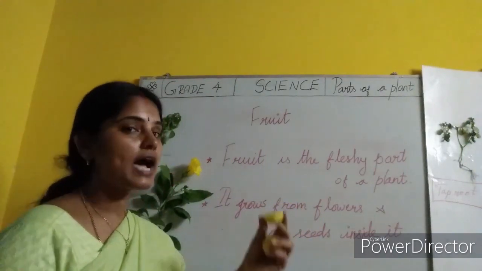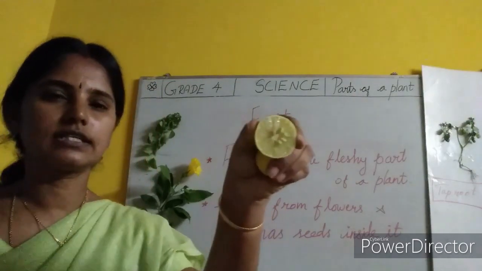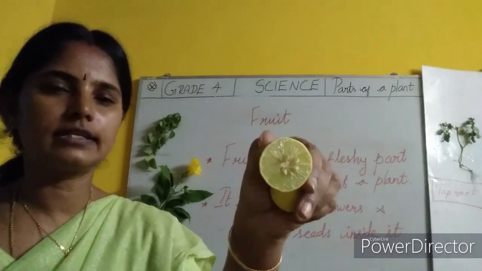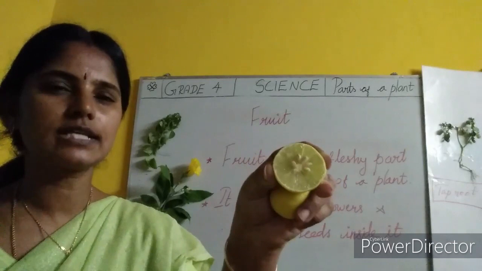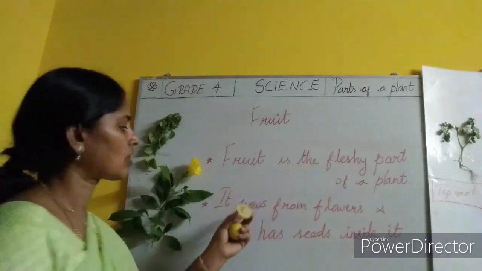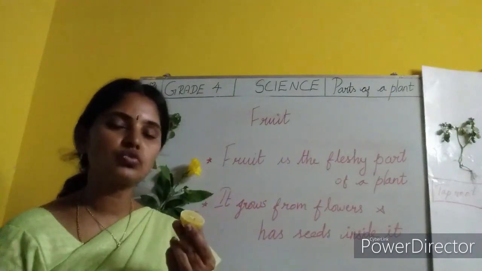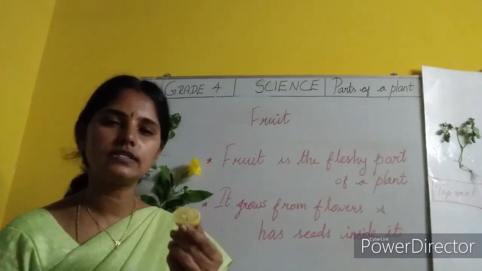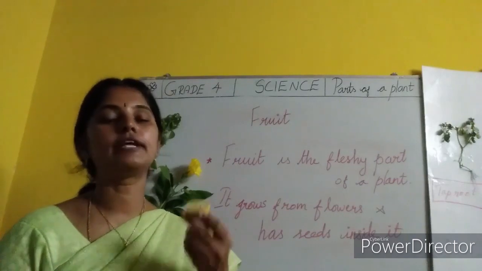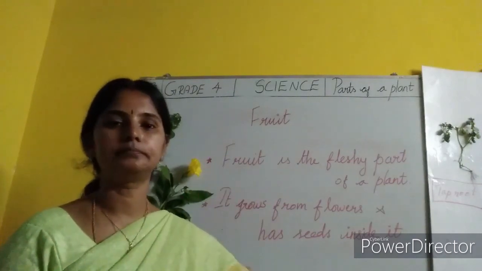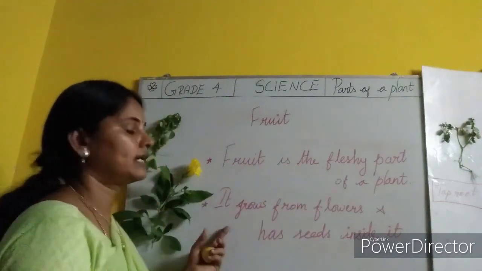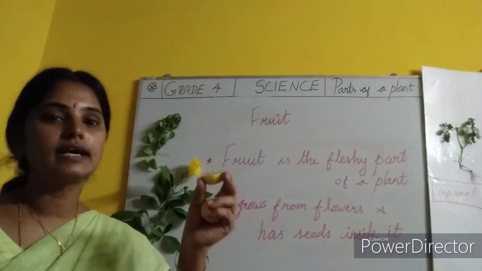And it has many seeds in it. See, look here. Many seeds are there in the fruit. So, if we sow these seeds, they grow into a new sapling. The sapling grows into a new tall plant. So, fruit is the fleshy part of the plant, and it grows from flowers and it has many seeds.